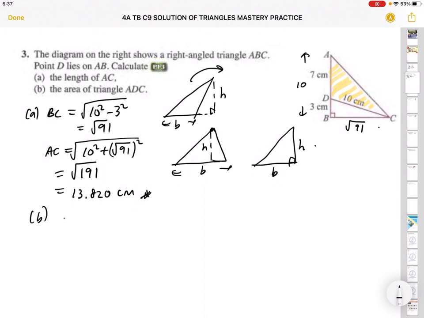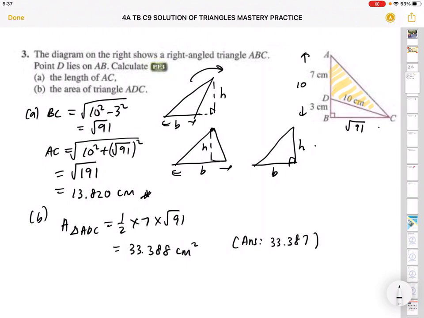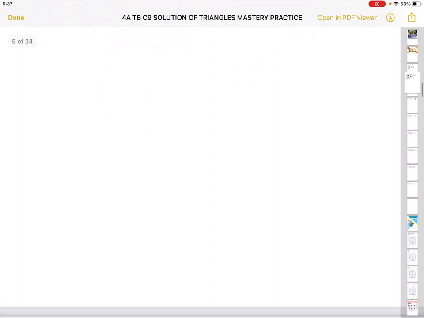So my area of triangle ADC is just half times 7 times square root 91. Yep, I got 33.388. But I think the answer given is 33.387. Doesn't matter. I think because the textbook rounds off square root 91, that's why the answer is a little bit different, but that's fine. Now this is actually more accurate because I use the exact value square root 91 instead of leaving it in decimal. Alright, moving on to question number 4.